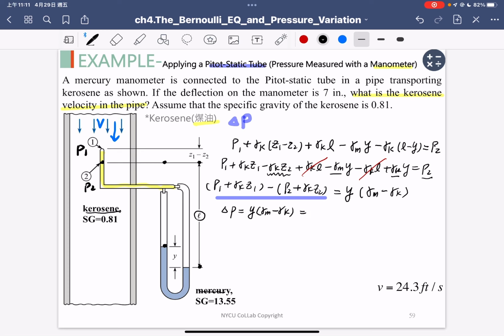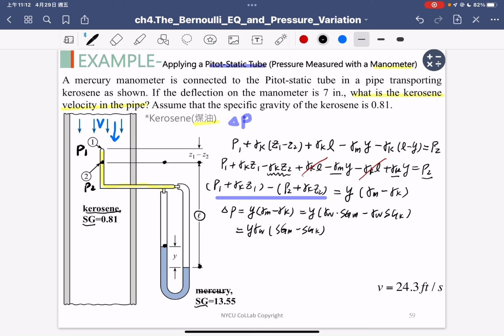And we know that the gamma M and the gamma K, if we only have the SG, so Y multiply the gamma water multiply the SG M, and minus the gamma W SG K, right? You can rewrite the equation in here because we only have the SG. So we just take the gamma outside: Y gamma W and the SG M minus the SG K. Okay, so we have the delta P.